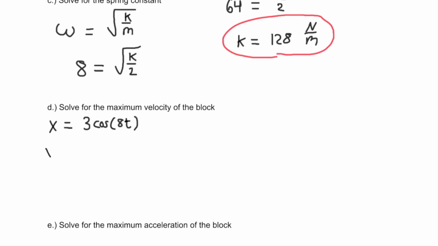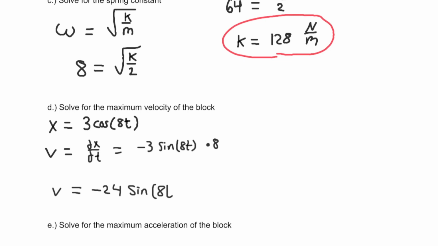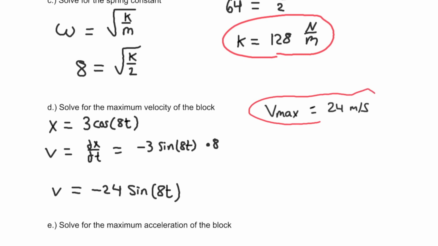Maximum velocity. Well, velocity is equal to the derivative of x with respect to time. After doing the derivative, we get negative 3 sine of 8t, but we can't forget the chain rule factor of 8. So we get that v is equal to negative 24 sine of 8t. Using our knowledge of sine, we know that sine and cosine are bounded, so they can't be greater than 1 in absolute value. So that means that our v max is simply going to be 24 meters per second. It's the amplitude of the velocity function, if we want to think about it that way.